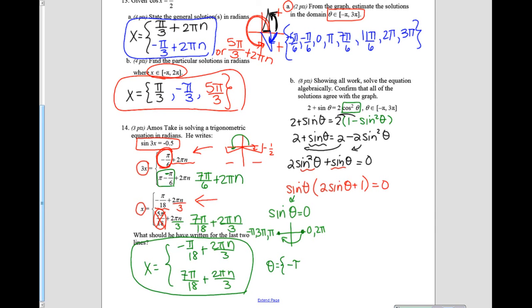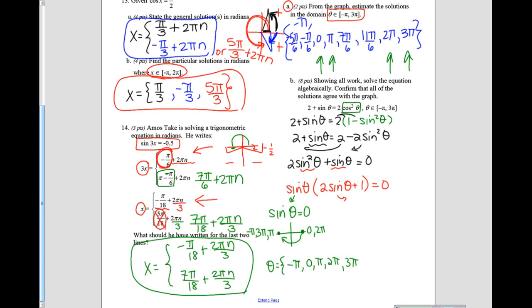I'll list them from smallest to largest. So negative pi, 0, pi, 2 pi, and 3 pi. And you can see if I look at my list up here on the top, I had 0, I had pi, I had 2 pi, I had 3 pi, and I had negative pi, which I probably should have had up here on my list in the beginning, so let me add that in. Negative pi up there, and again, it would be a little more clear on your paper whether or not they cross there.